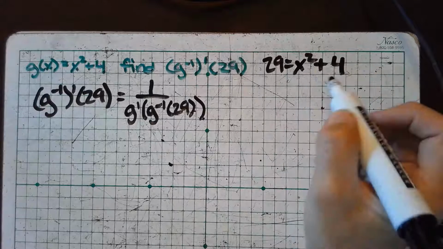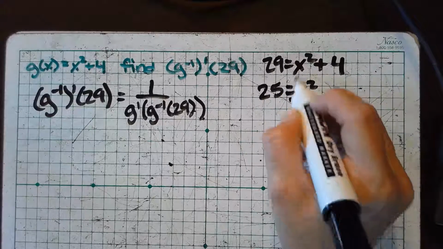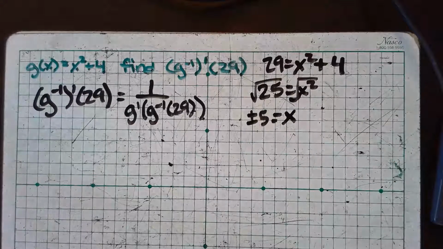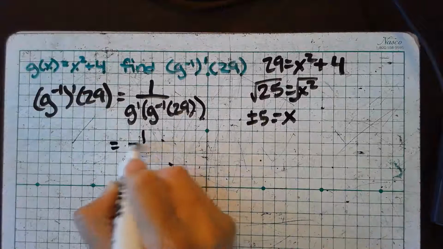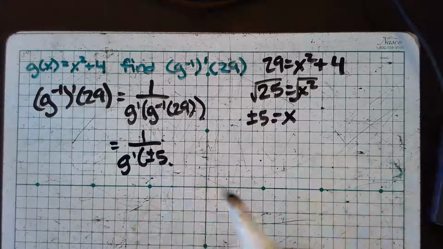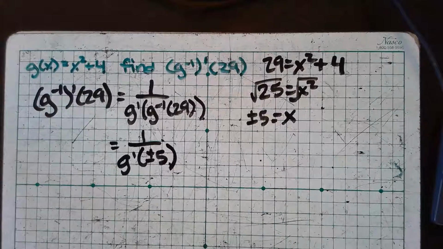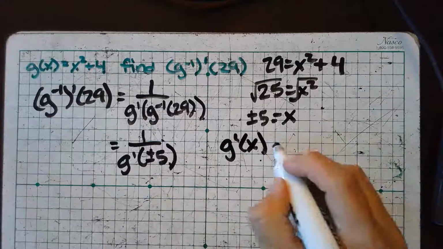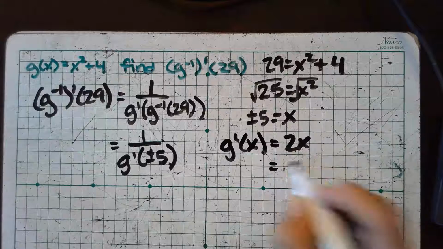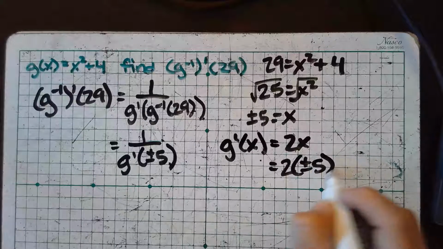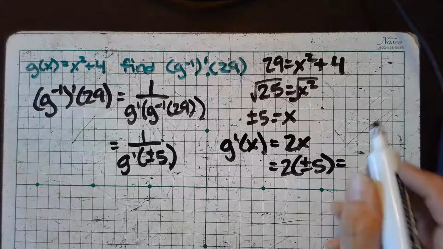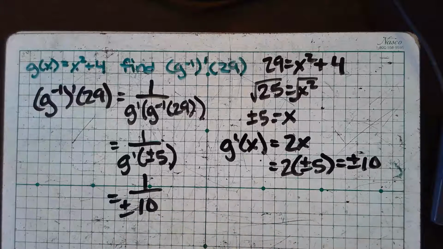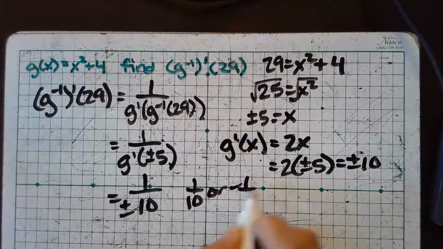Now this one is kind of easily solved for. We can solve by subtracting, so that's going to be 25 equals x squared, and when I take the square root, I get plus or minus 5. Don't worry, it can be plus or minus. So what I'm going to do is 1 over g prime of plus or minus 5. Now I'm going to find the derivative, because that's what I need. It's 2x. So I plug plus or minus 5 into here, and you're not adding, it's times. So that's plus or minus 10. So this equals 1 over plus or minus 10, so it's either 1/10 or negative 1/10.